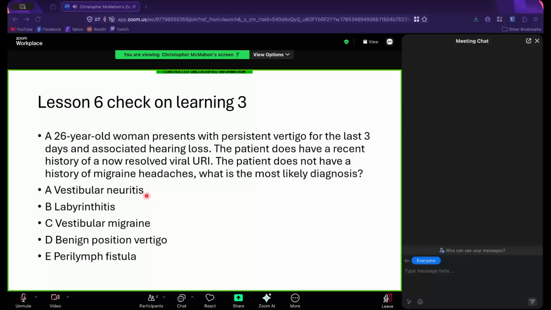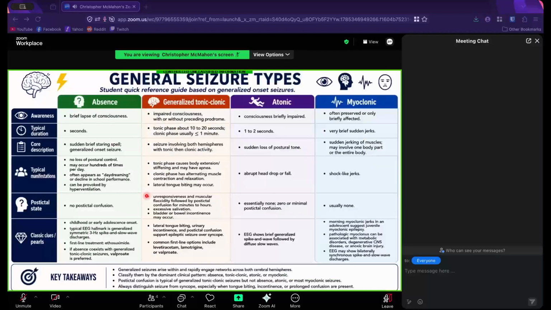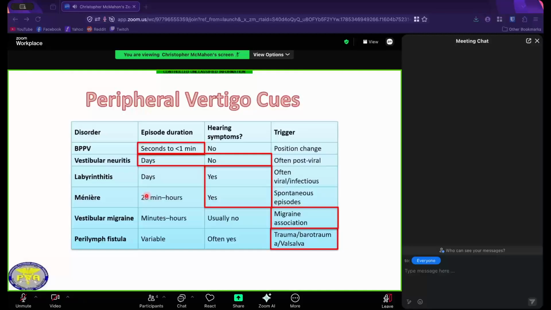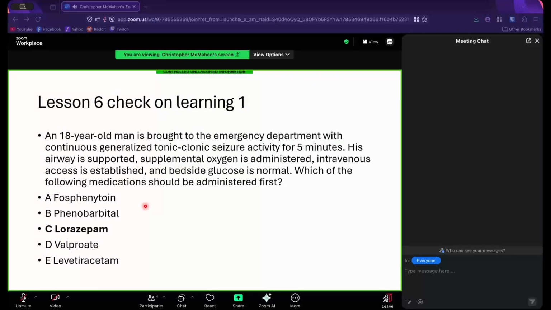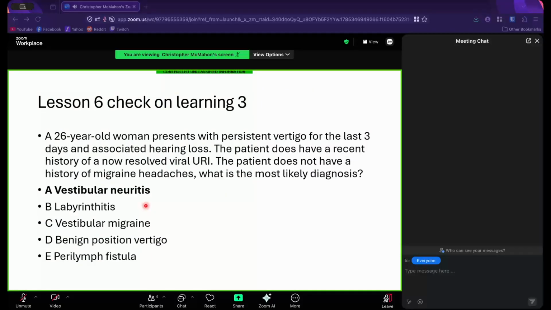I gotta double check that one here. I might have put the wrong answer. All right, so vestibular neuritis is not typically associated with hearing loss. It should be labyrinthitis. Sorry, I highlighted the wrong one for you guys. Make sure you correct that. With labyrinthitis, I think more of the labyrinth is actually involved, so we're going to start to see those hearing loss issues. To be clear, labyrinthitis, because we have hearing loss associated with it.